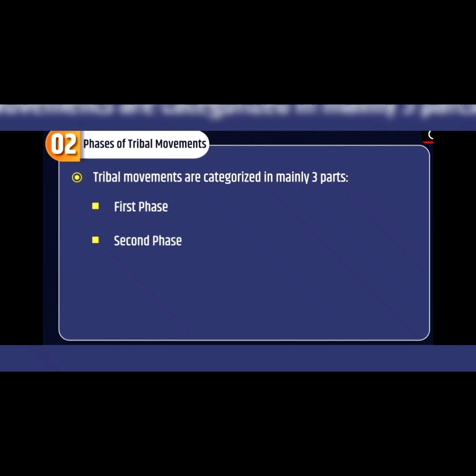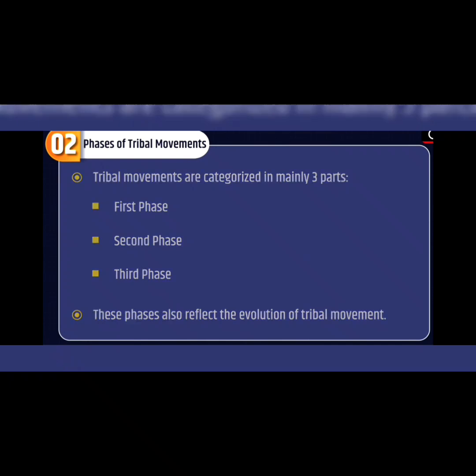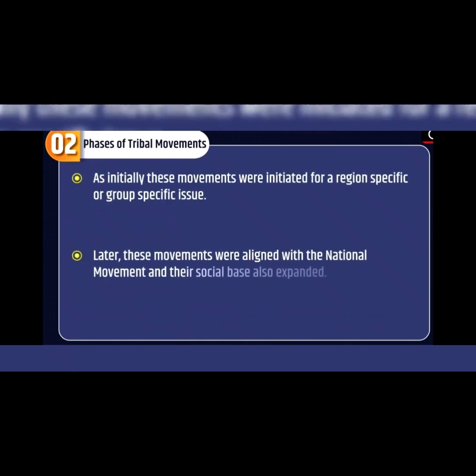Tribal movements are categorized mainly in three parts: first phase, second phase and third phase. These phases also reflect the evolution of tribal movement, as initially these movements were initiated for a region-specific or group-specific issue. Later these movements were aligned with the national movement and their social base also expanded.